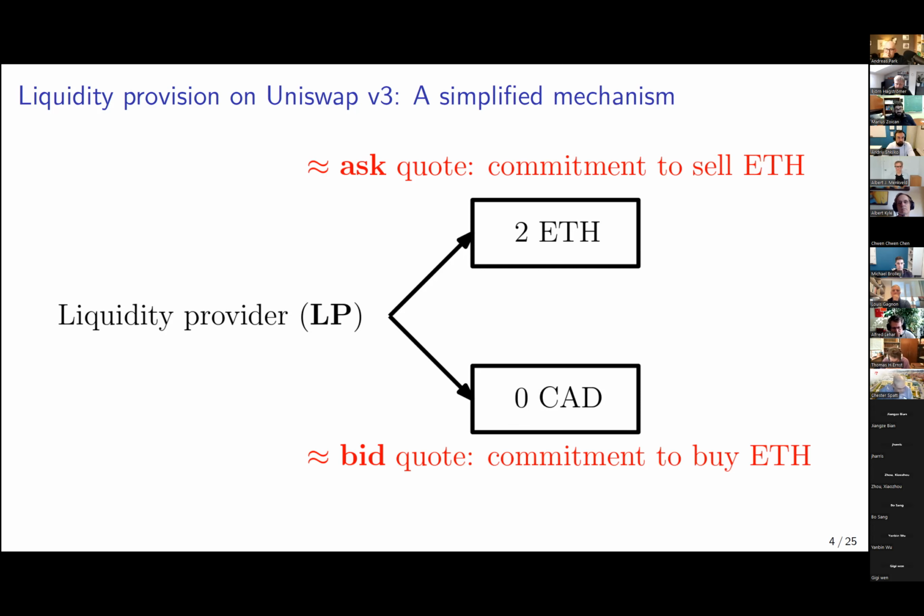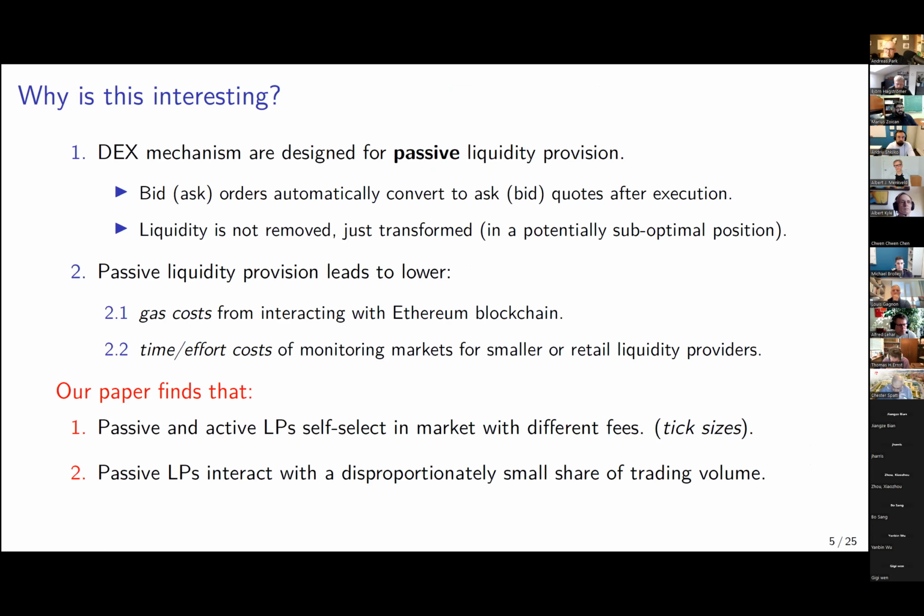So what's interesting here is that DEXs are essentially designed for passive liquidity provision, right? The quotes are never fully consumed. They're not fully executed. They just transform. You transform one currency into the other, and then the opposite trade might transform it back. So in theory, you can just cash in the fees and interact very rarely, if ever, with the market, right? So it's designed to be very passive. Liquidity is never removed, it's just transformed. And this is by design.